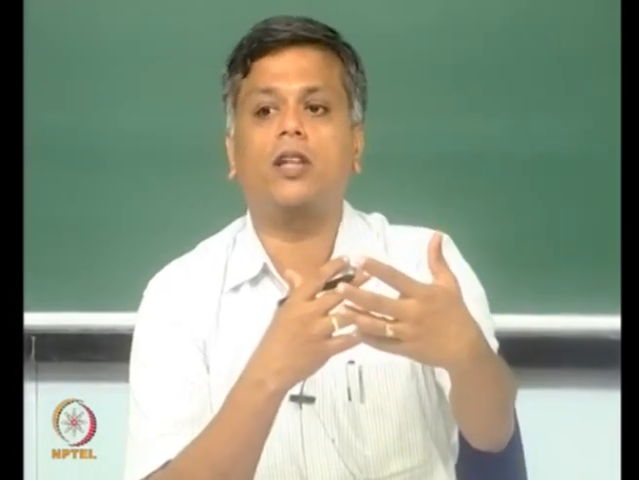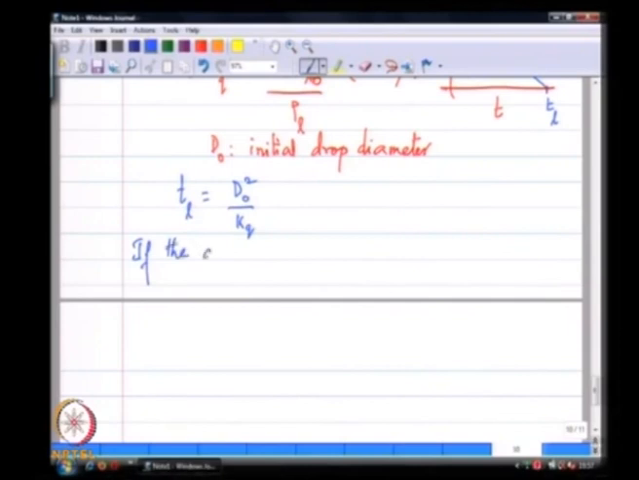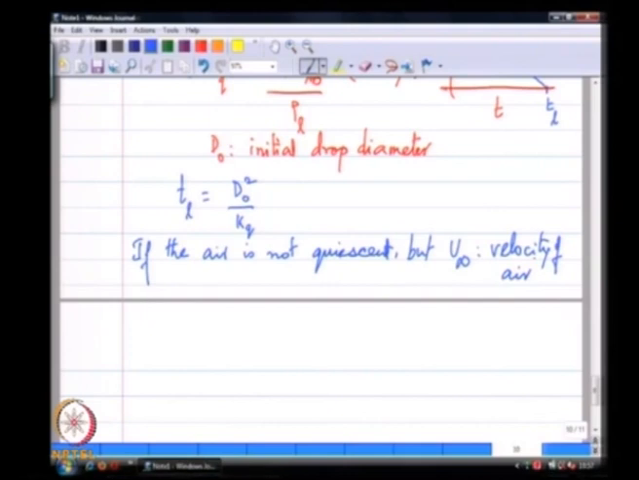But what has been found empirically also is that even if you have a superimposed air velocity, the phenomenology that the diameter squared decreases linearly with time seems to hold very well. So, if the air is not quiescent, but u infinity is the velocity of air, we can define a Reynolds number based on rho air u infinity d0 divided by mu air.